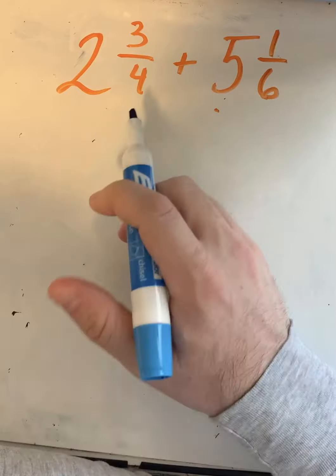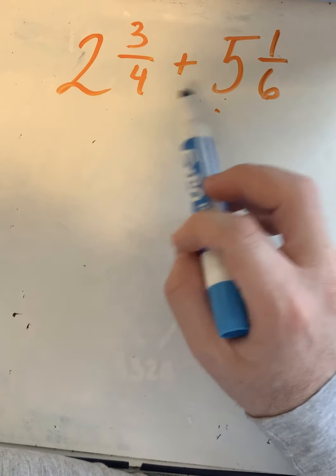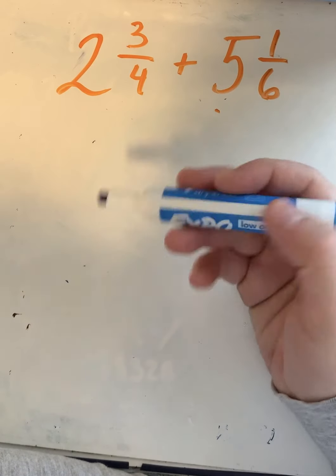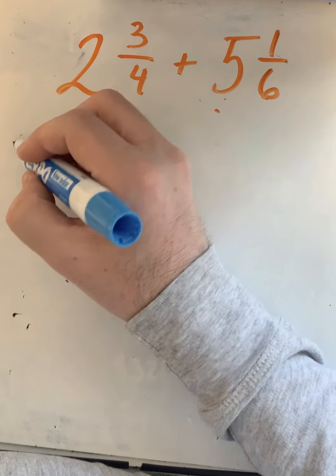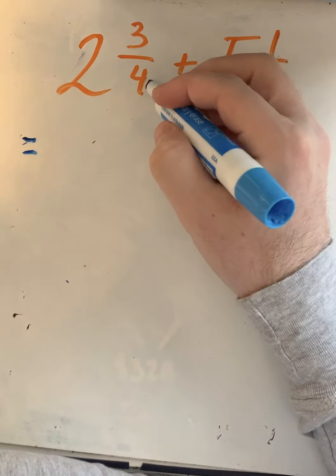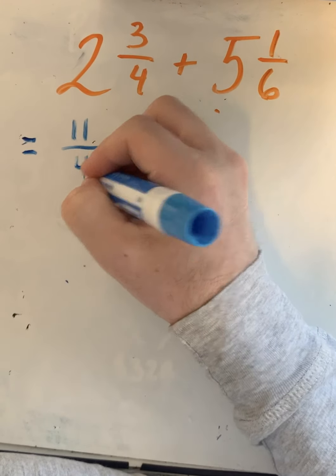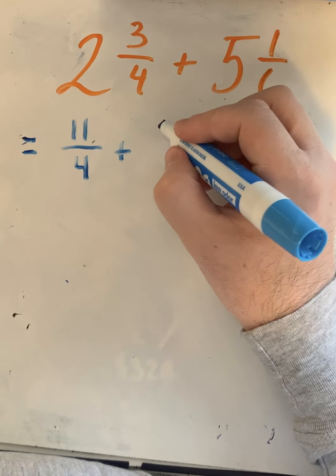Unlike multiplication, where you can't do that, you can add these two whole numbers and then add the fractions separately and combine them all at the end. But for the sake of this, we're just going to do the routine way, which is to turn them into improper fractions. So 4 times 2 is 8. 8 plus 3 is 11. So we have 11 over 4 plus 5 times 6 is 30, 31 over 6.